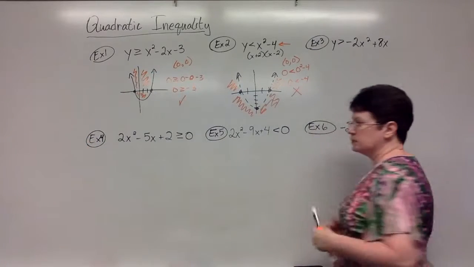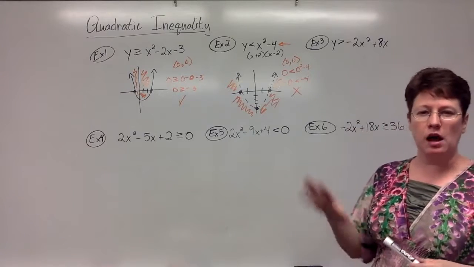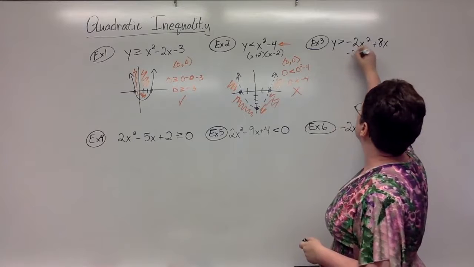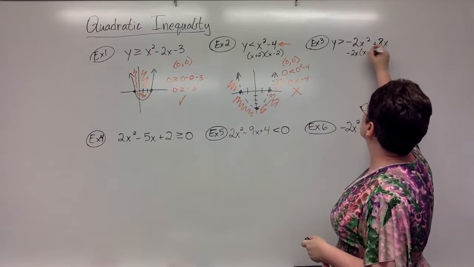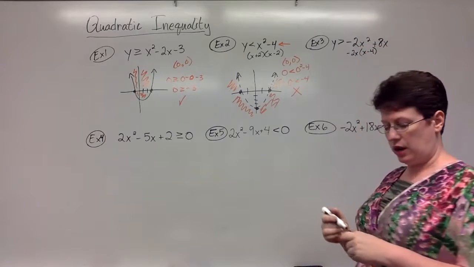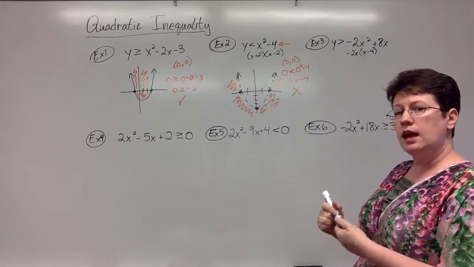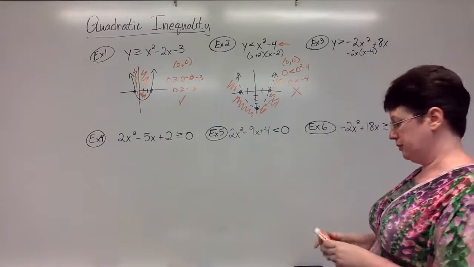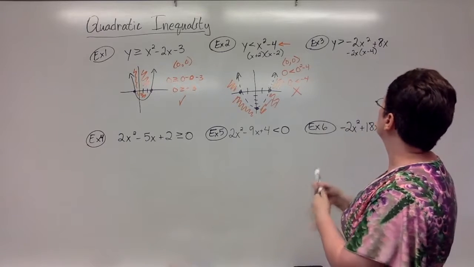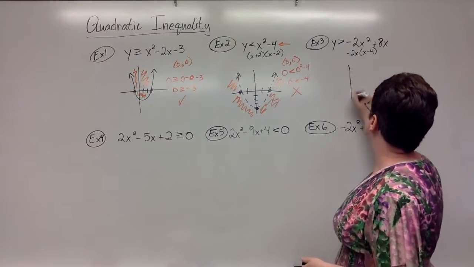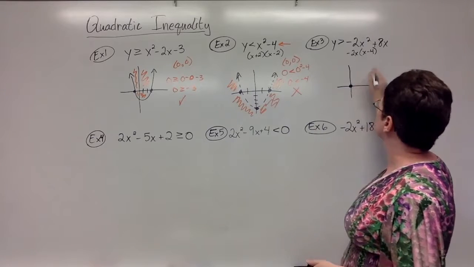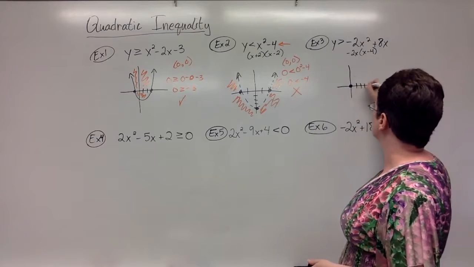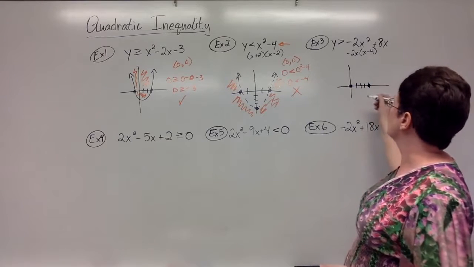Example 3. Always start with factoring and figure out your basic picture. I'm going to pull a GCF out. So I get -2x times x minus 4. Okay. So when I set -2x equal to 0, I get 0. So I know that one of my roots is at 0. x minus 4 equals 0. Solve it, you get a 4. So there's my other root.